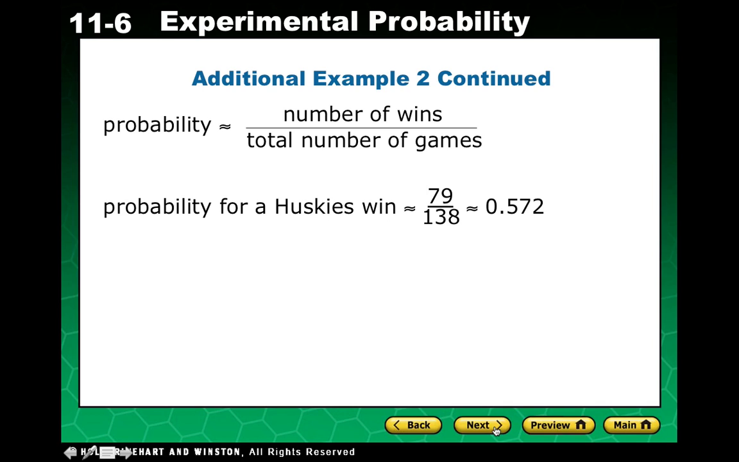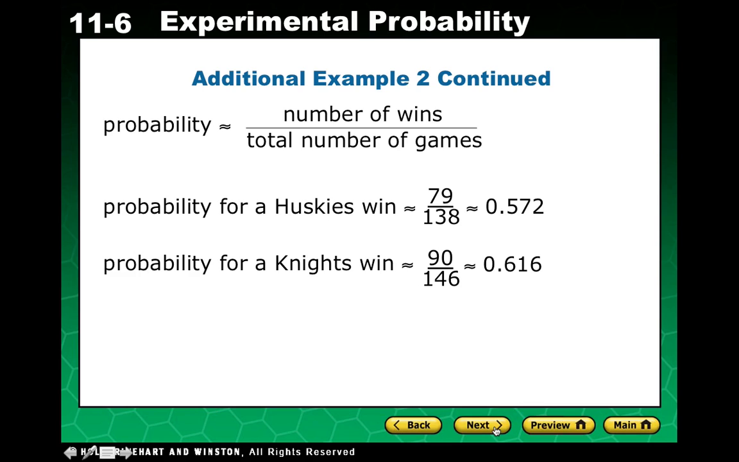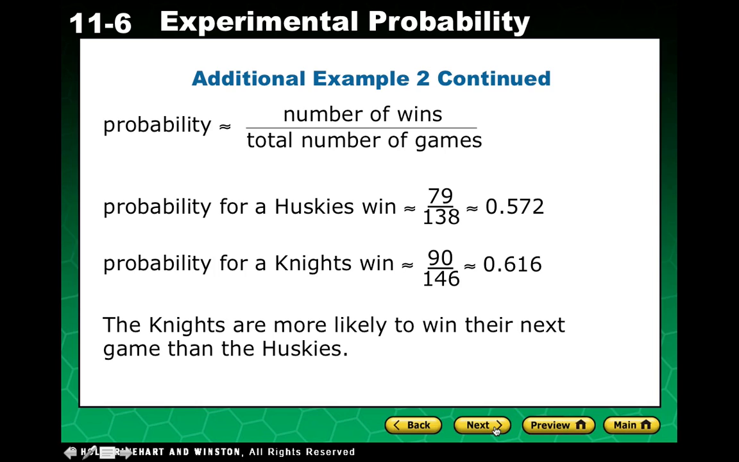For the Huskies, that gives us a probability of about 0.572 or 57.2%, and for the Knights, 61.6%. Okay, so the Knights are more likely to win their next game than the Huskies. So they have 61.6 compared to 57.2%.